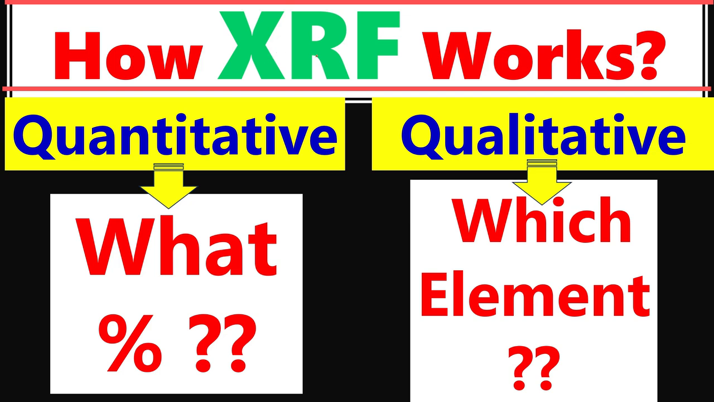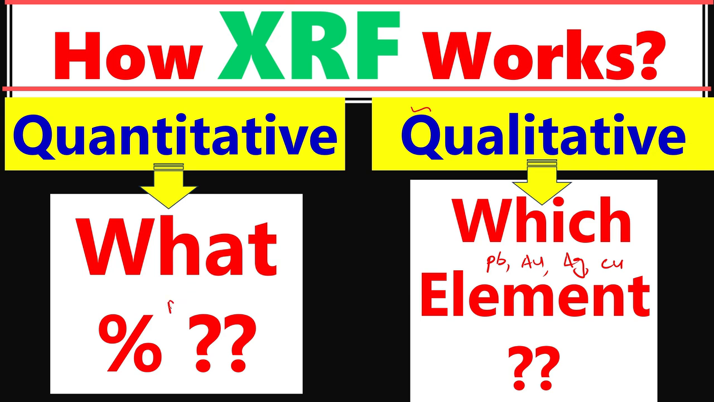How does X-ray fluorescence analyze the sample qualitatively and quantitatively? Qualitative simply means which element is present in the sample. For example, whether there is lead, gold, silver, or copper. It only reveals information about the elements, while quantitative simply means what is the percent of each element that exists in the sample, what is the contribution of each element, what is the concentration of each element.